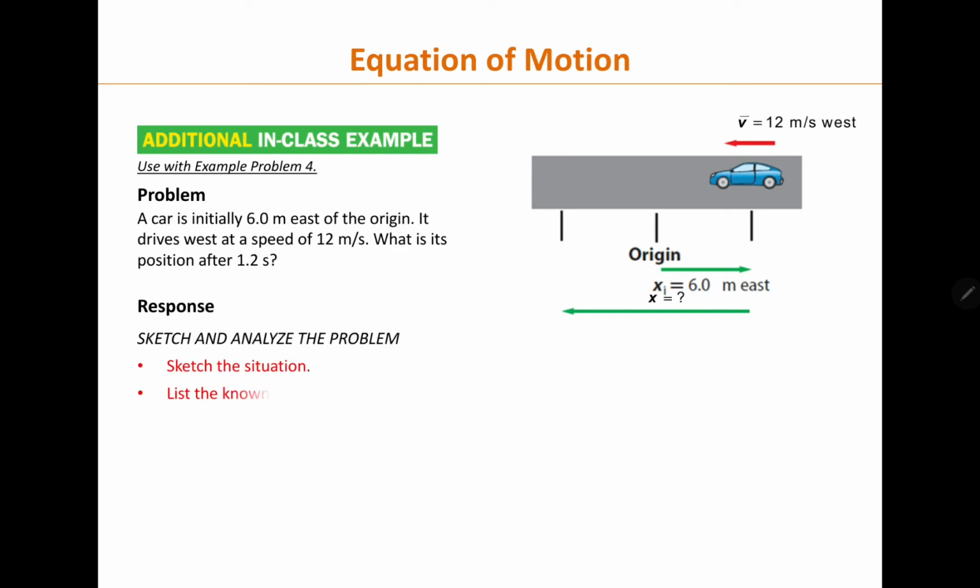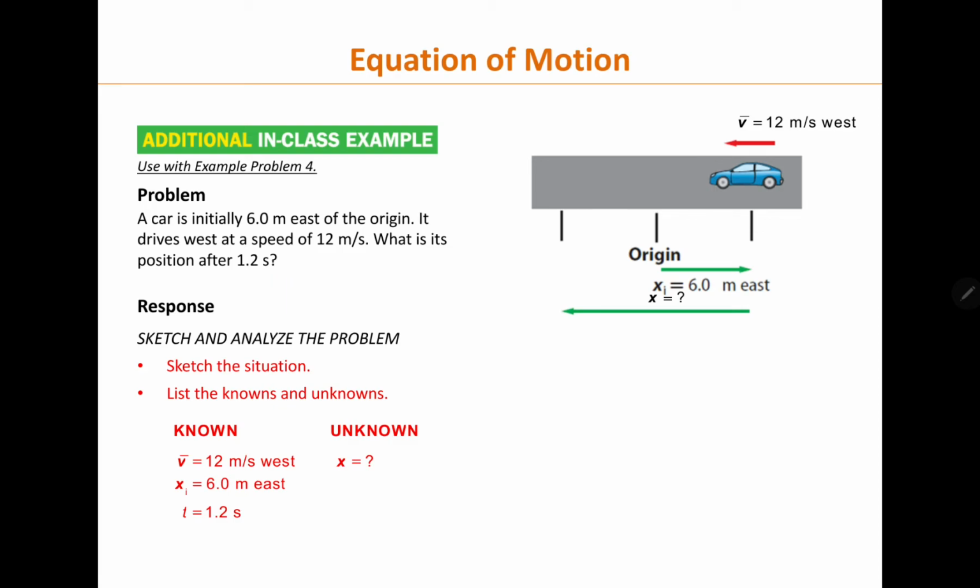For example, here we have a car that is initially 6 meters east of the origin. It drives west at a speed of 12 meters per second. What is its position after 1.2 seconds?